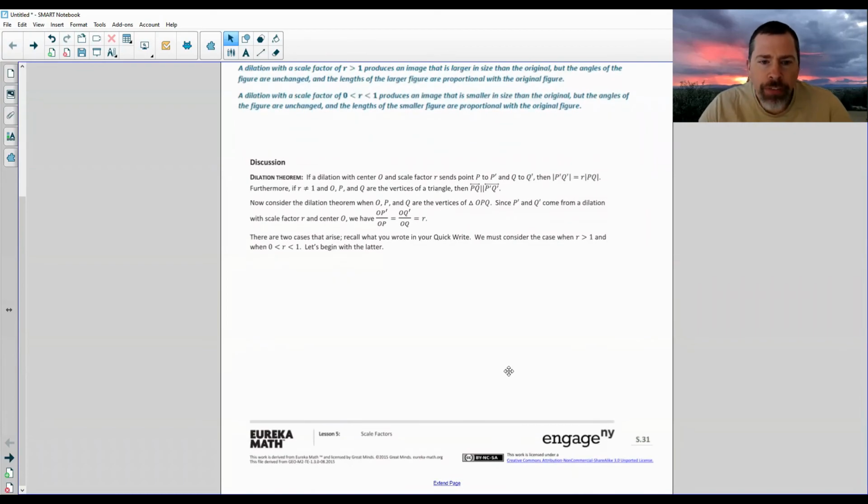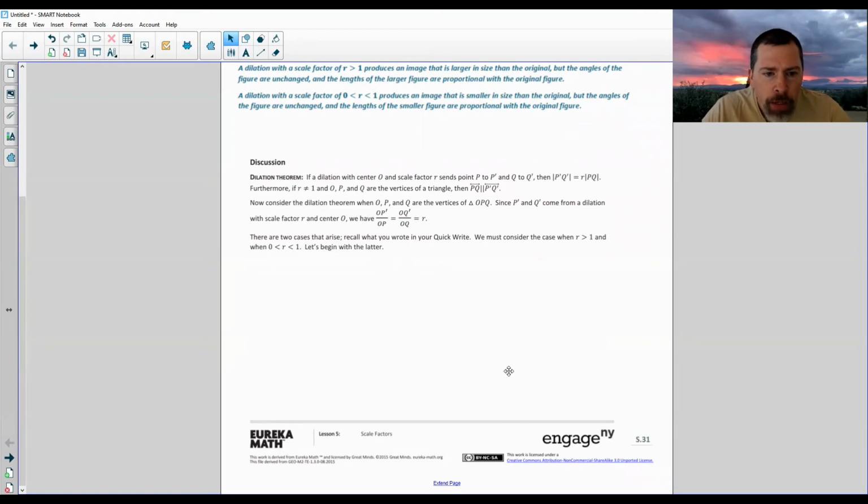Dilation theorem. If a dilation with center O and a scale factor of r sends points P to P prime and Q to Q prime, then the length of P prime Q prime equals some ratio, the scale factor, times the length of PQ. Furthermore, if r does not equal 1 and O, P, and Q are vertices of a triangle, then line PQ is parallel to P prime Q prime.